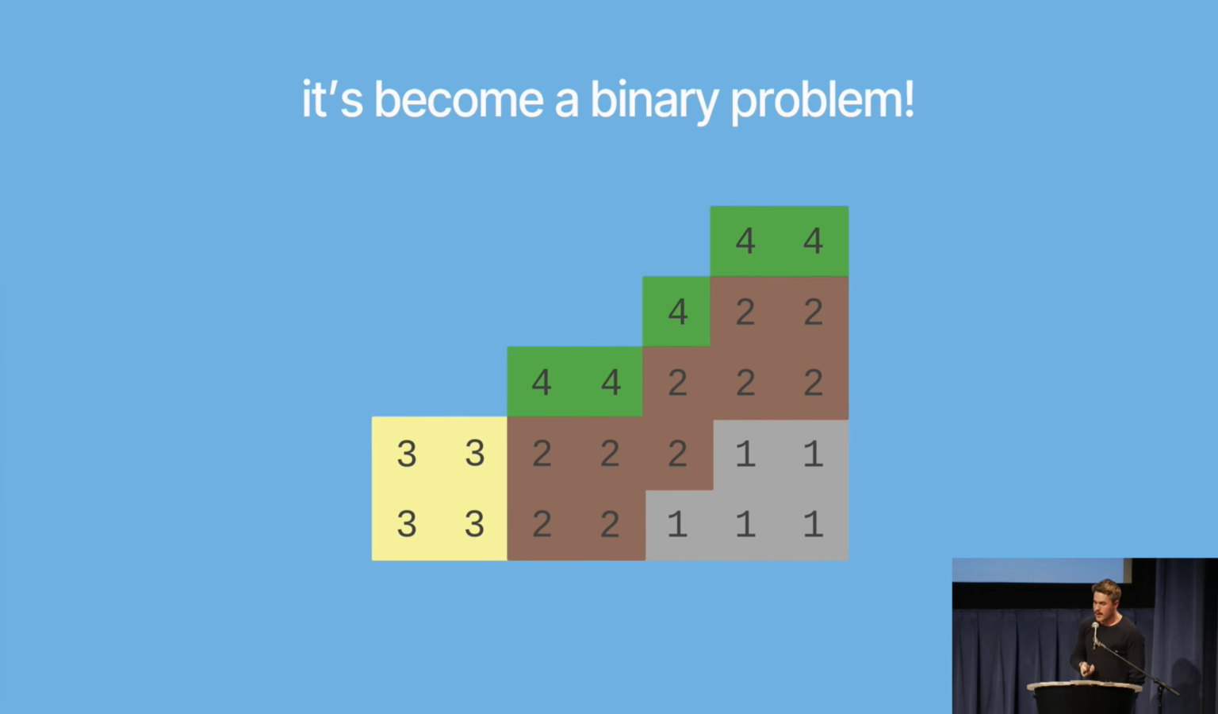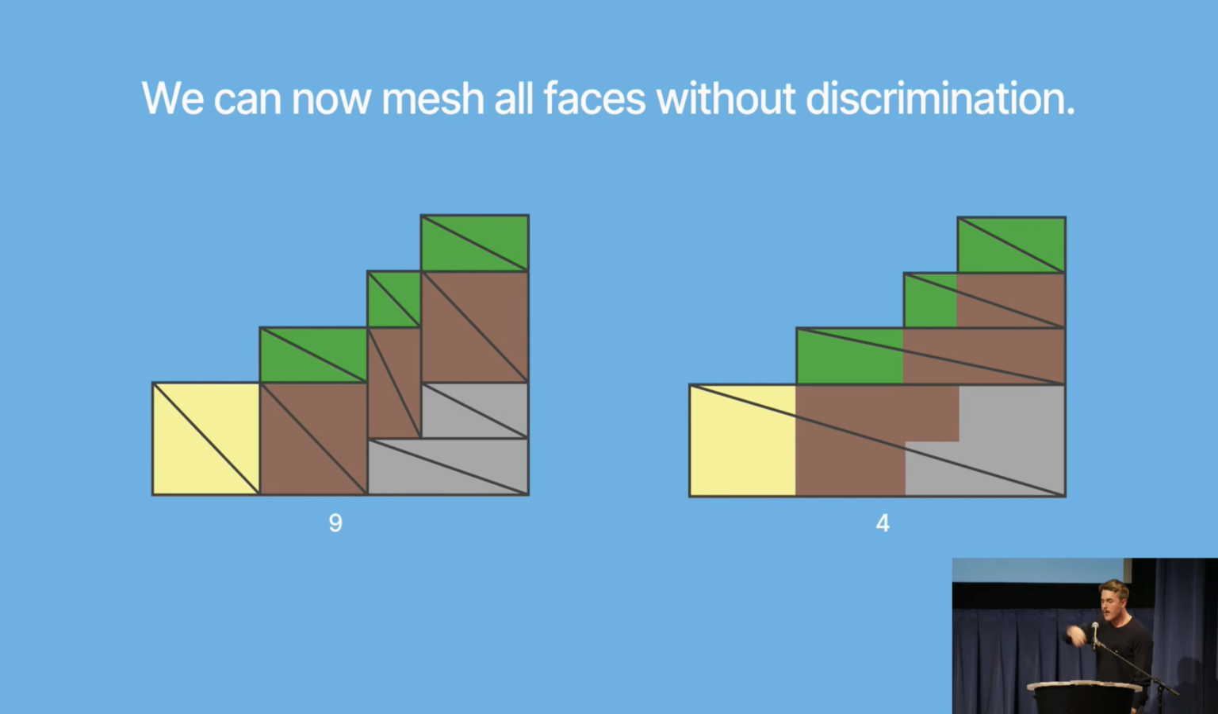So now we can combine every single possible face. We can grow as much as possible. So you can see we go from the left scene, which was considering type by type, to the right scene, which is just a binary operation.